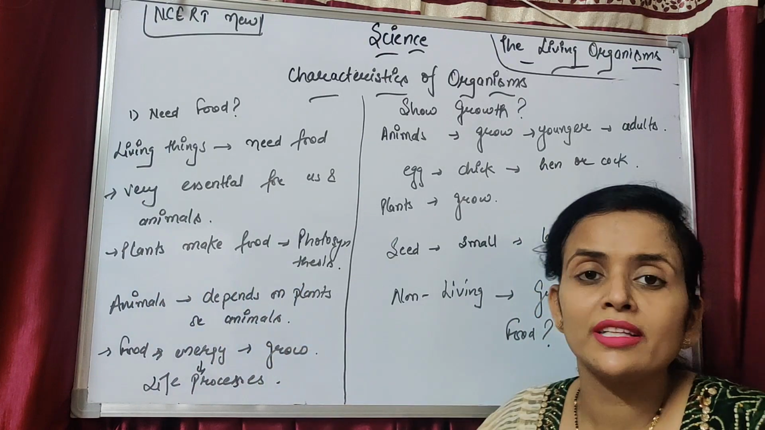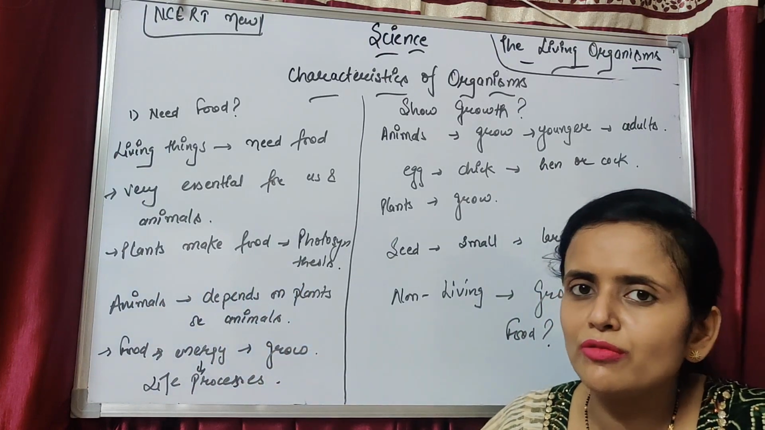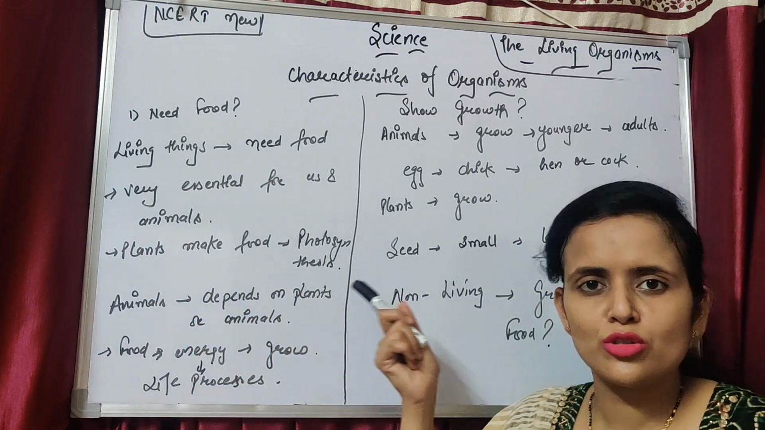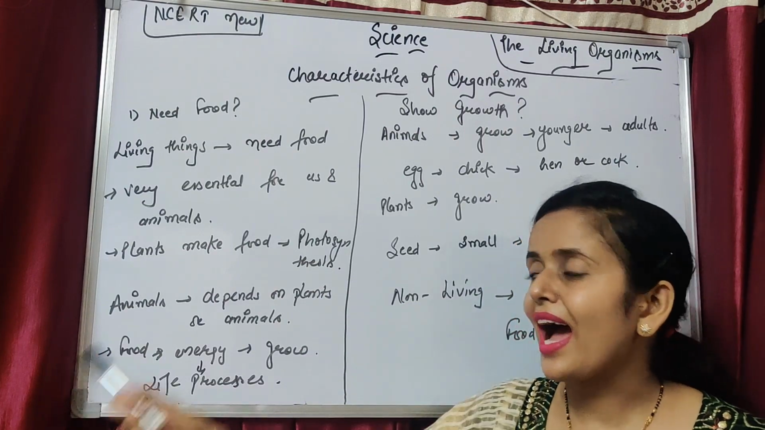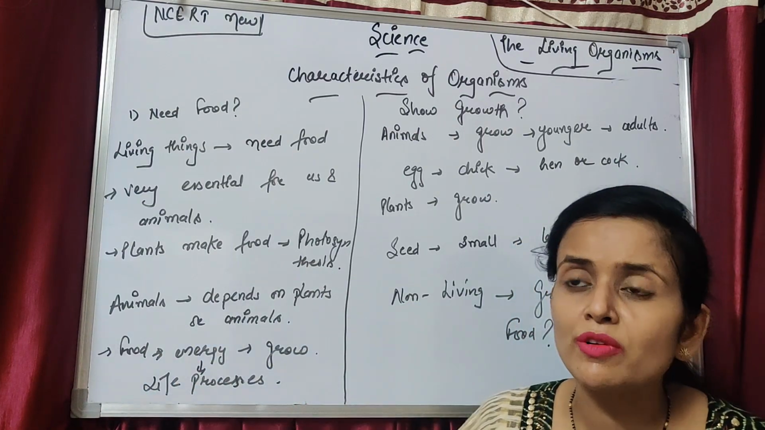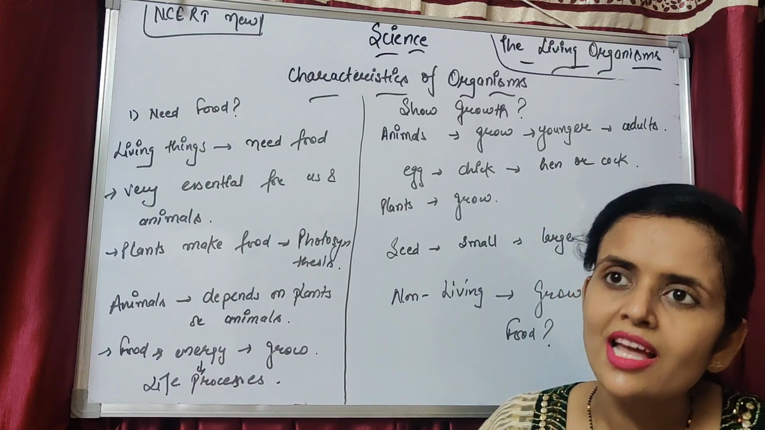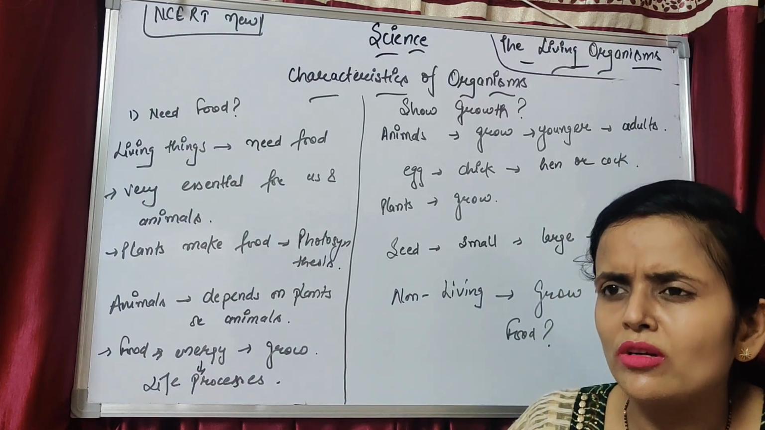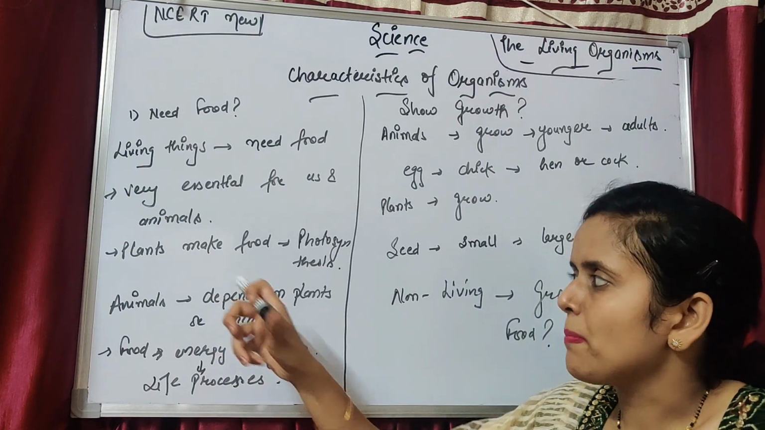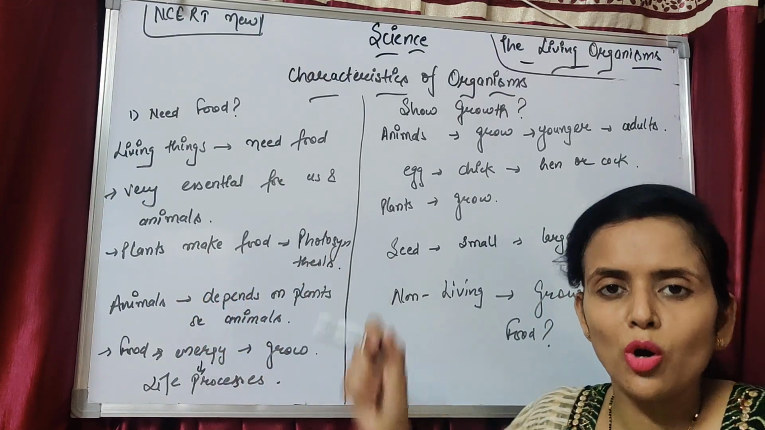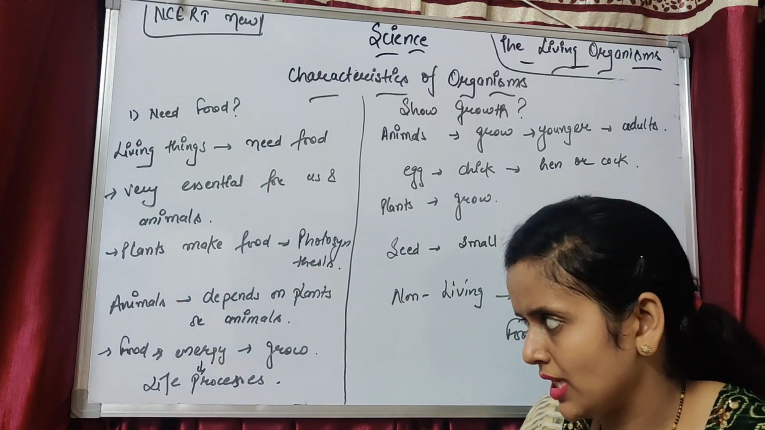Plants make their own food by the process of photosynthesis. But animals, or human beings, always depend on others, either on plants or on other animals. Plants make their food by themselves through photosynthesis.